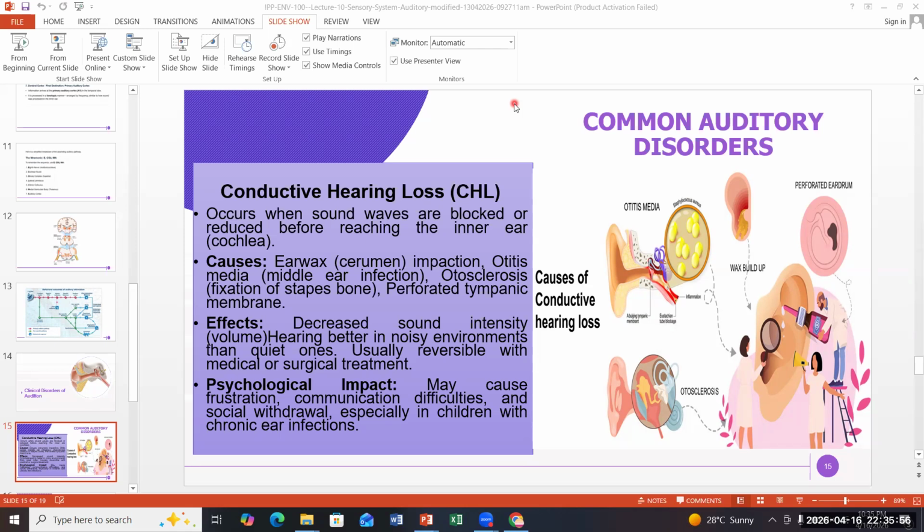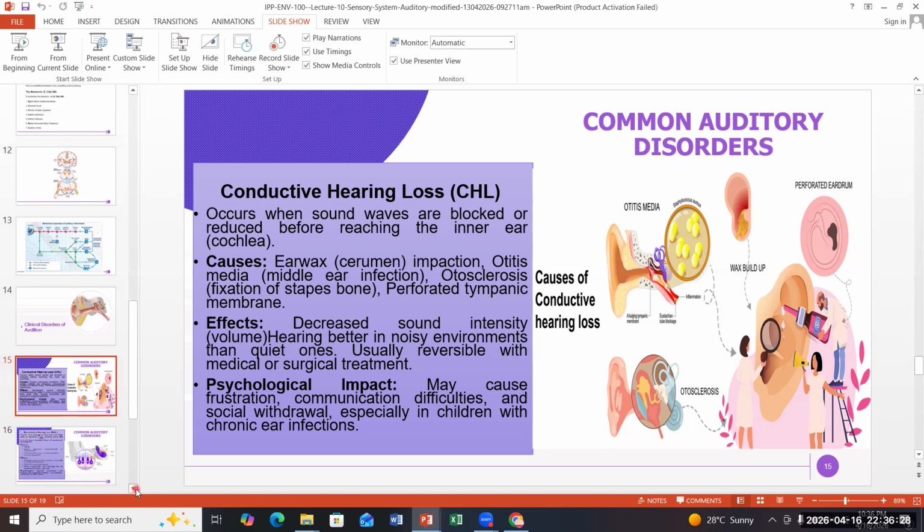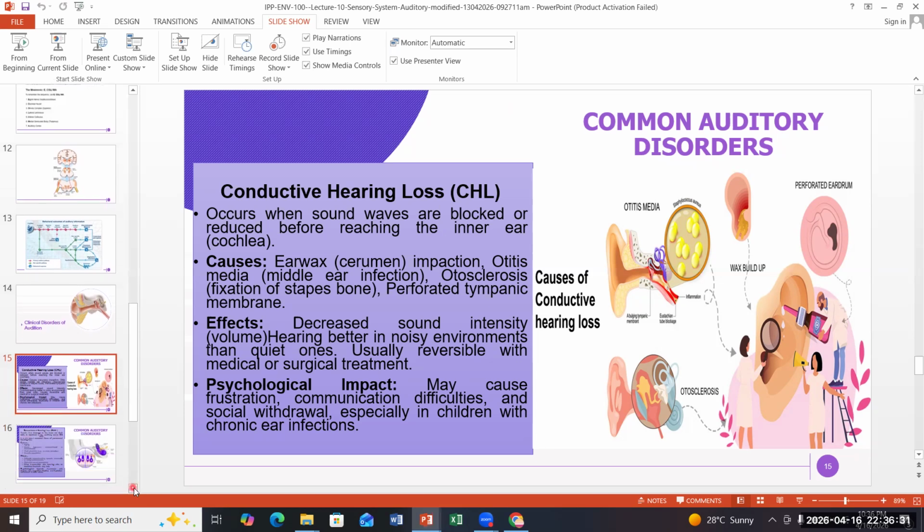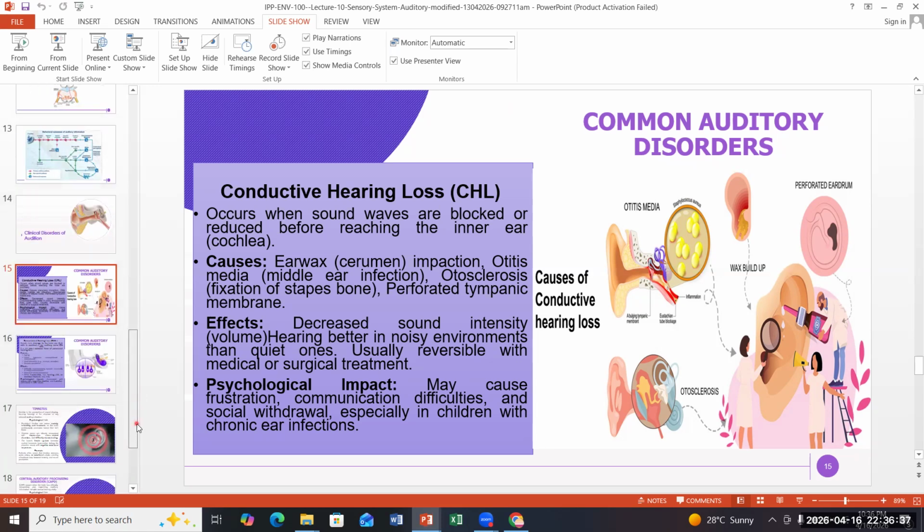If a person is suffering from conductive hearing loss, how will they behave? They appear frustrated, they do not want to communicate with anyone, they feel social withdrawal, and this is a very common disorder in children with chronic ear infection. If a child is experiencing chronic ear infection, they prefer to stay isolated because in social gatherings they are unable to hear things properly. So instead of embarrassment, they feel it is better to be isolated.